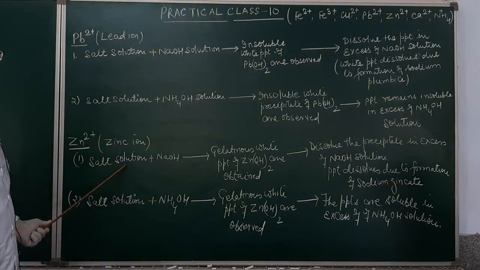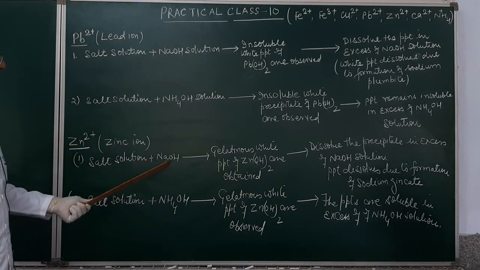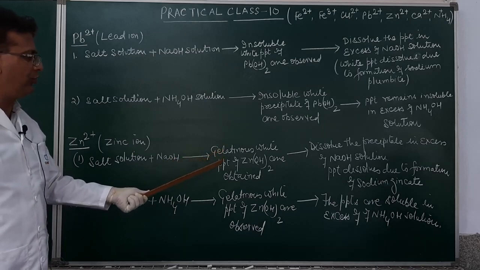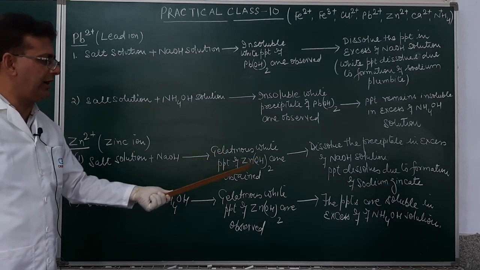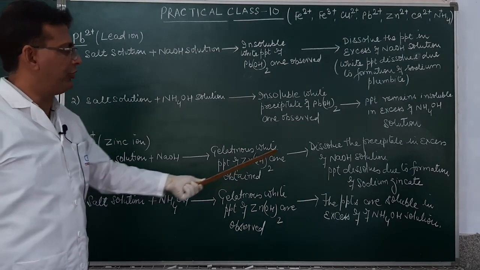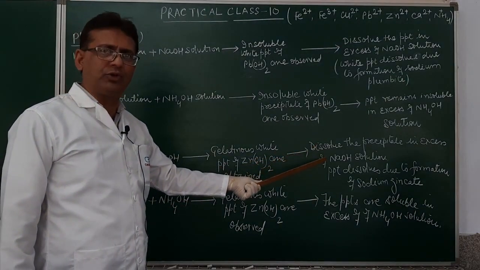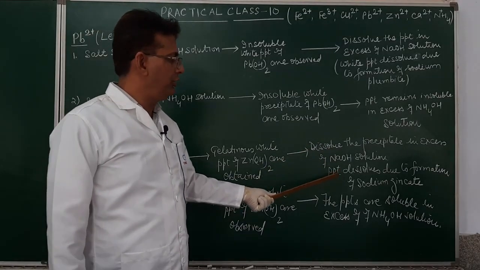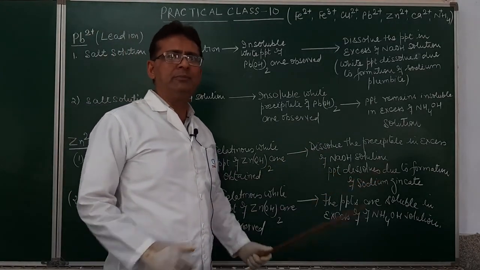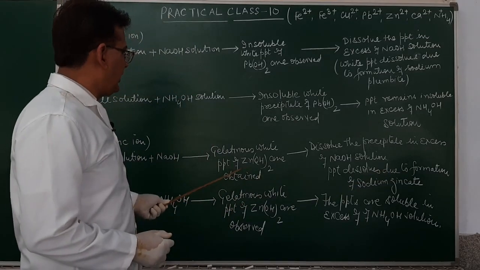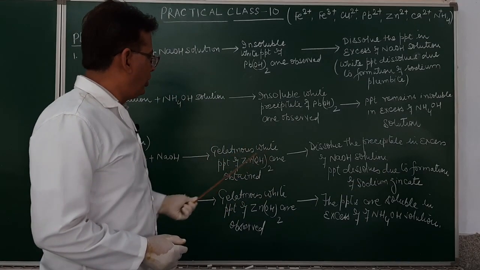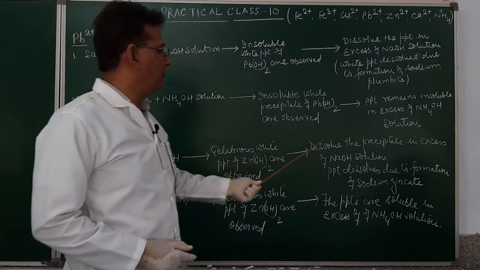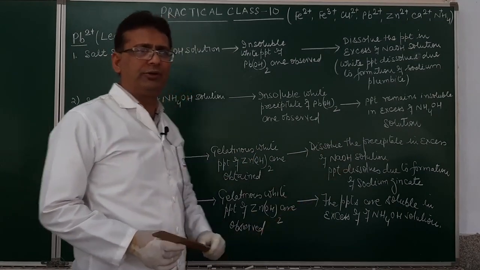Then another one will be the zinc ion. Zinc salt solution will be taken in the test tube. To this we will add sodium hydroxide. What will we observe? Gelatinous white precipitate of zinc hydroxide is obtained. Dissolve the precipitate in excess of sodium hydroxide solution. The precipitate dissolves. Why? Due to the formation of sodium zincate. So zinc ions form a gelatinous white precipitate of zinc hydroxide, which is soluble in excess of sodium hydroxide.